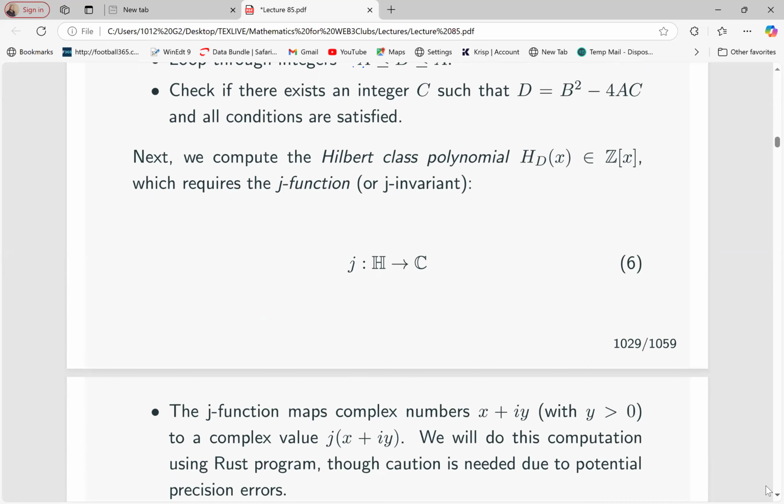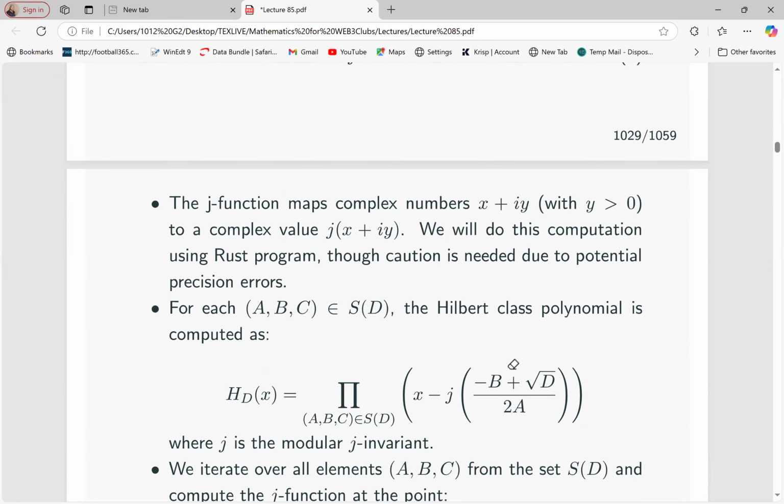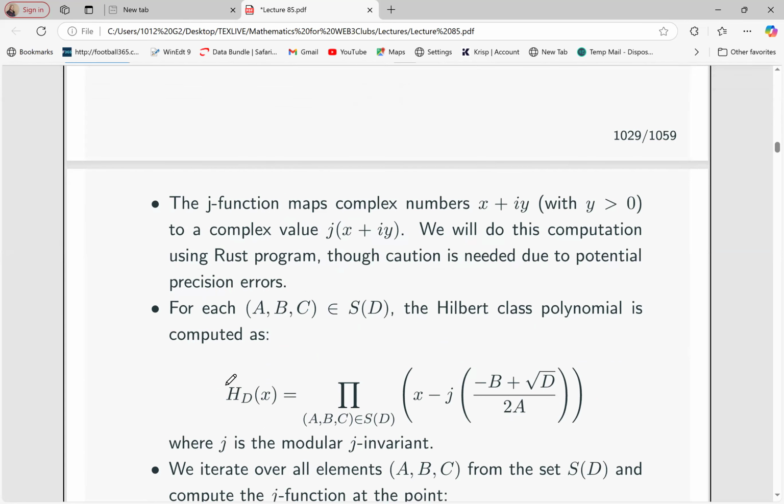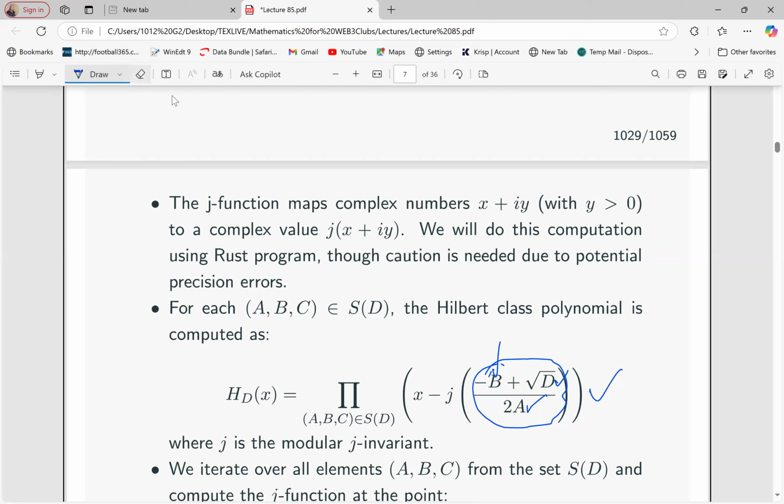Then you are now ready to calculate the Hilbert polynomial, and this is how it's given. Just before that, you can see the D we came with, and you can see the A we came with. Now this fraction here, we are using this fraction to calculate the J invariant. That is what we should be using to calculate the J invariant.